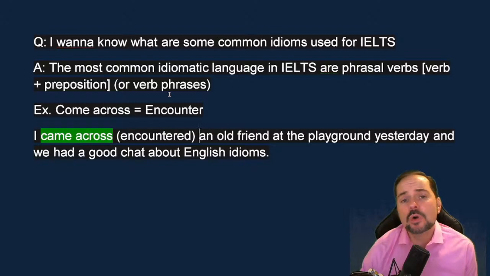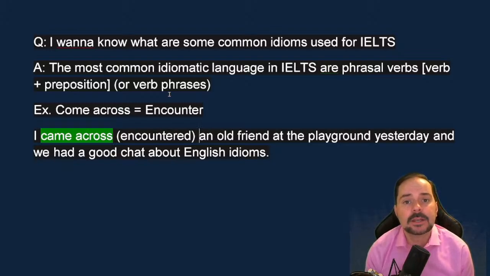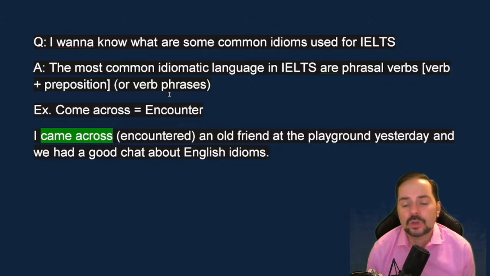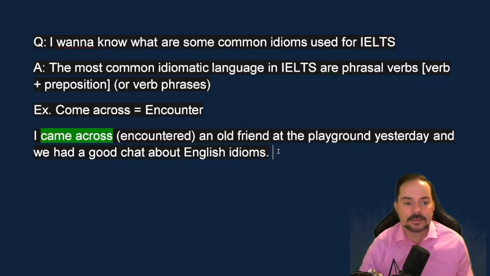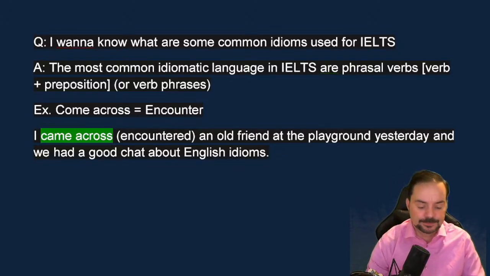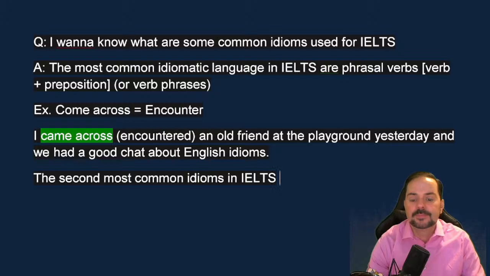So this is the most common type of idiomatic language that we use in our everyday speaking, okay? Even native speakers don't really use a lot of complex idioms, okay? So the second most common idioms in IELTS are short idioms.